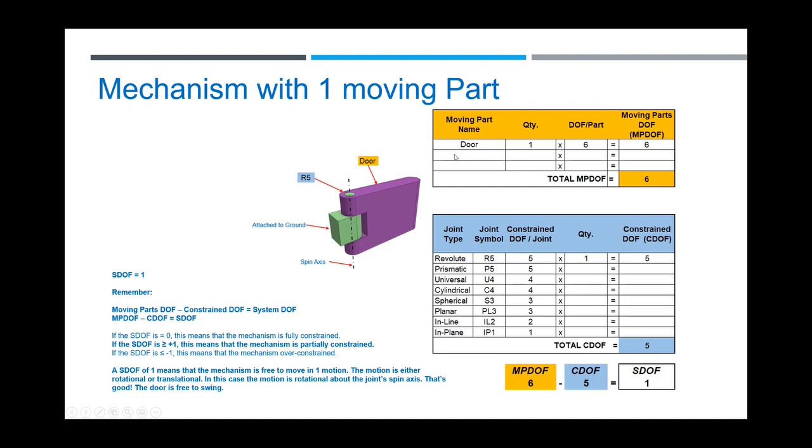So in this case, I just put the door here, which is 1 moving part, times 6, you have 6 degrees of freedom. And that's moving parts degrees of freedom. And then you add a hinge to it, which ties to the ground, which has a value of 5. So 6 subtract 5 is 1. And that means the middle line here is positive 1 or more. That means it's partially constrained. That's what you want. You want your door to swing back and forth.